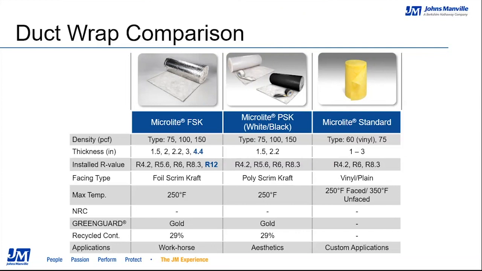And then our Microlite Standard product, as I mentioned, it's an unfaced fiberglass blanket, a couple different densities. We can face it with vinyl. Goes into a lot of custom applications. We'll see it used anywhere from pole barns to chicken coops to duct applications. It's just a very utilitarian fiberglass blanket that people tend to use out there in the market space.